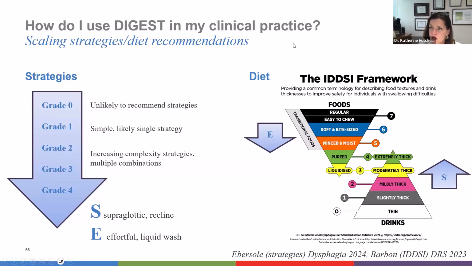And finally, digest, and specifically the digest profile, the safety and efficiency profile, should relate to the diet recommendations we make, where we would expect that as the efficiency grade gets worse, we move down the pyramid for foods in the IDSI framework. And as the safety grade gets worse, we would expect the recommendations to move up the drink level pyramid for IDSI.